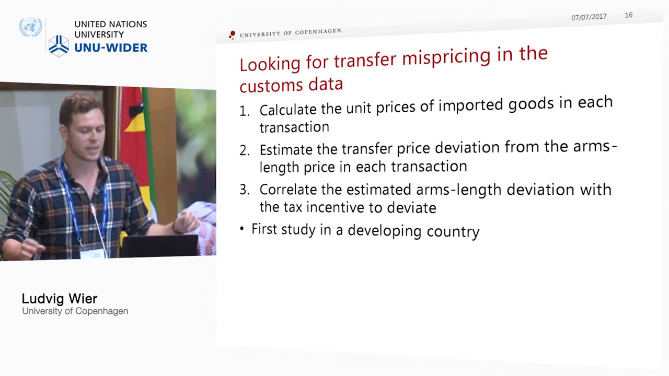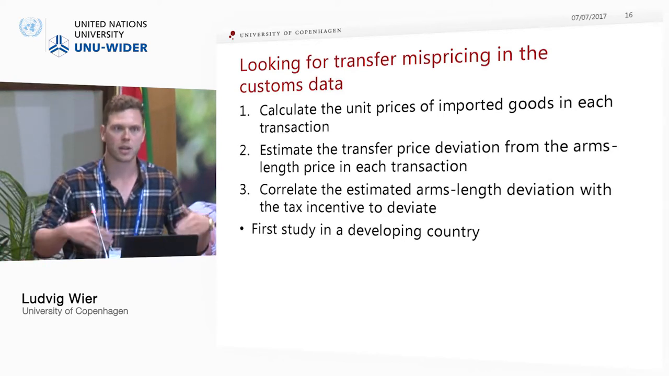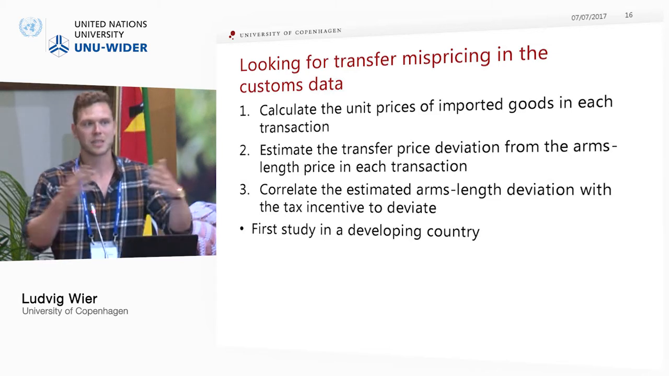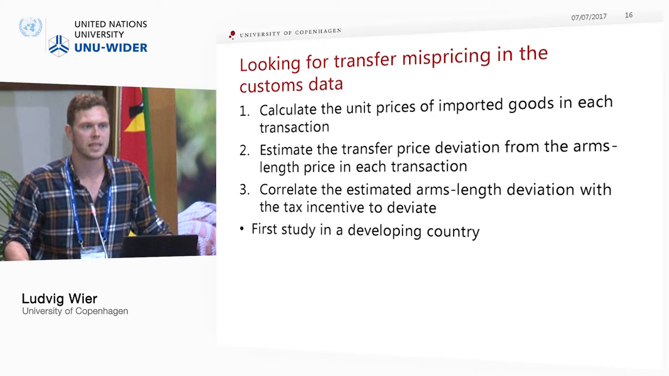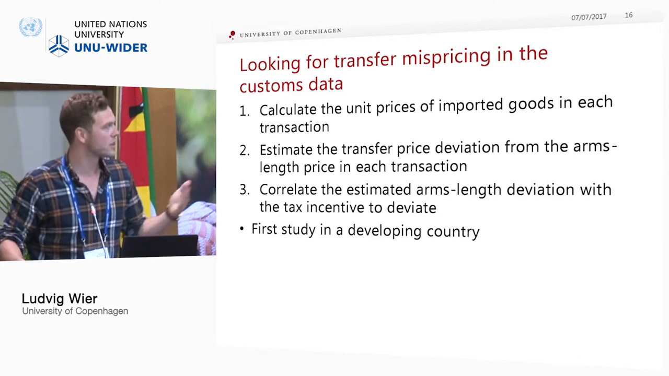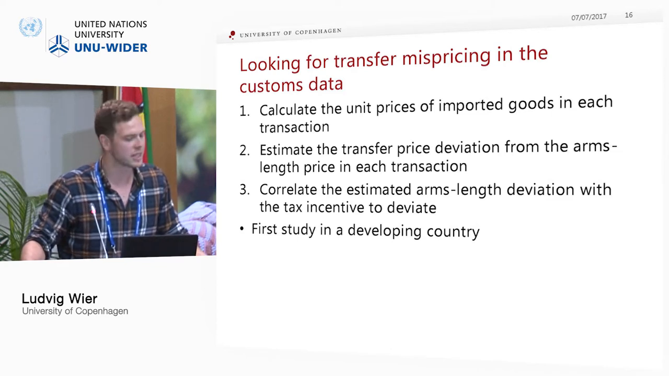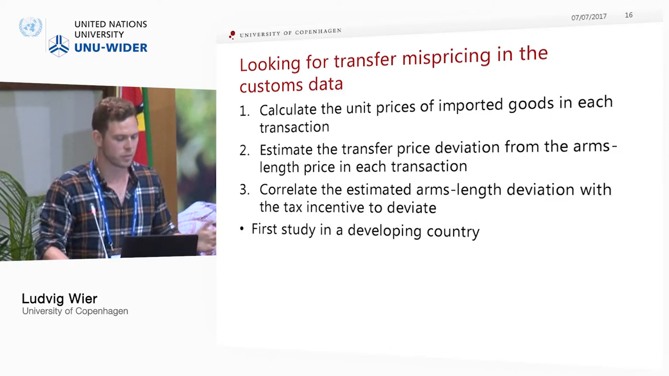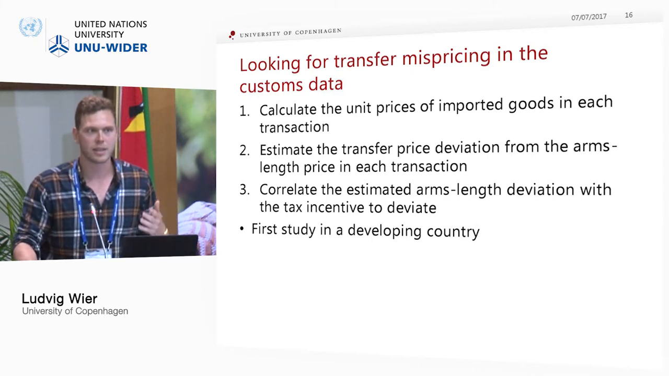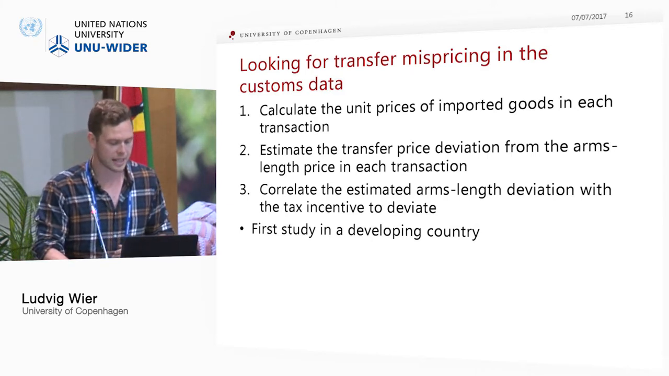if the estimated deviation from the arm's length price correlates systematically with the incentive to deviate from the arm's length price. So this is really the approach, or the to-do list, when you want to do this. And of course, it requires this very detailed transaction level data, which South Africa has created.